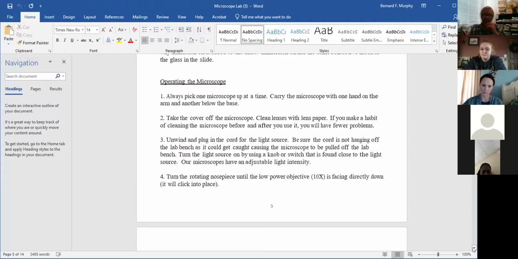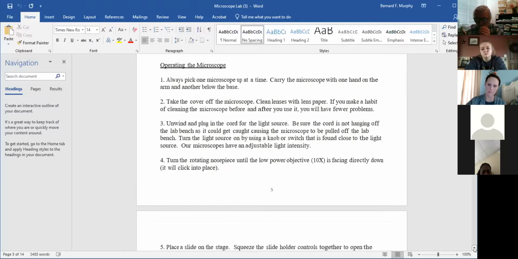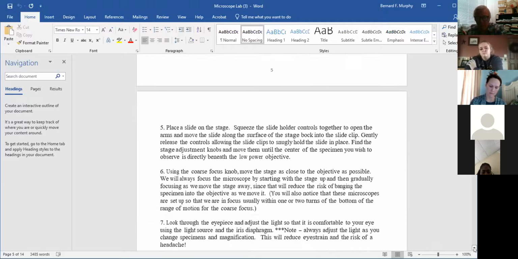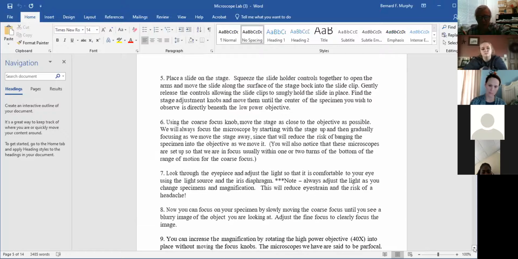Okay, so let's go over operating the microscope again. If you go pick up the microscope, you pick it up with two hands, just to make sure you don't drop it. There's no covers on microscopes anymore. Three, you've got to plug the microscope in, see the light works. And then number four, you start with low power. You always start with low power.